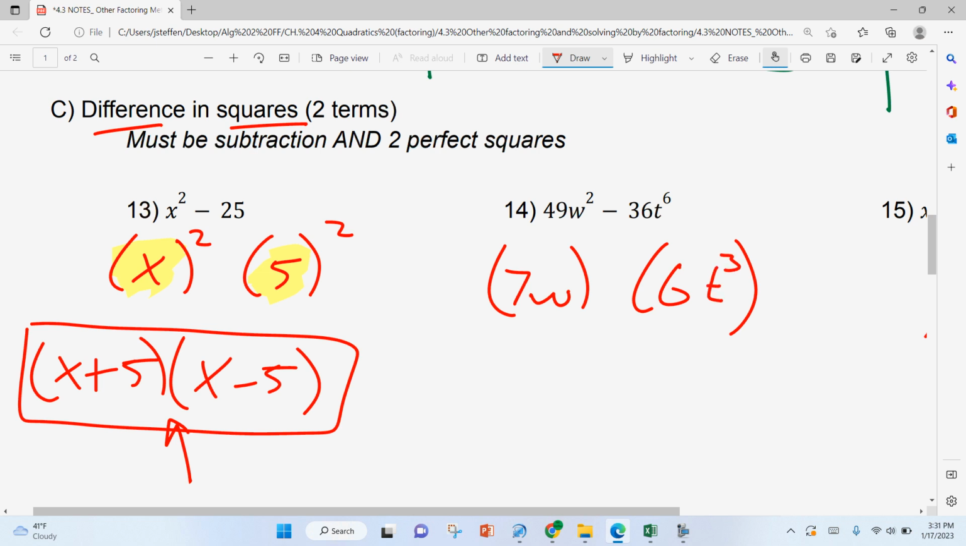Now, this is just a side note. If you remember from Algebra 1, we had some exponent properties. If we have t to the third multiplied by t to the third, we add those exponents. So that's one way you can look at it: what number times itself is t to the sixth. The other way to look at it is if you had the property t to the third squared, you multiply those exponents, which again gives you t to the sixth. So either one works. So just like the last one, we end up with 7w plus 6t to the third, 7w minus 6t to the third.